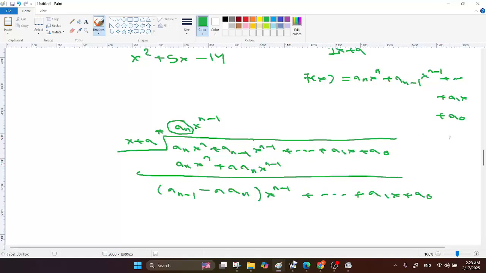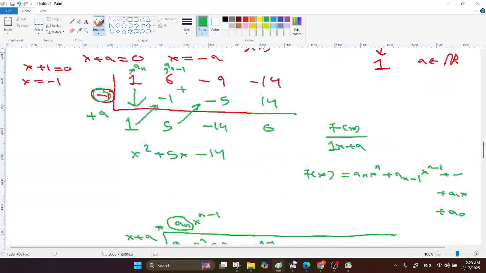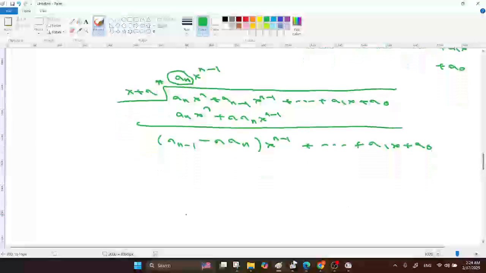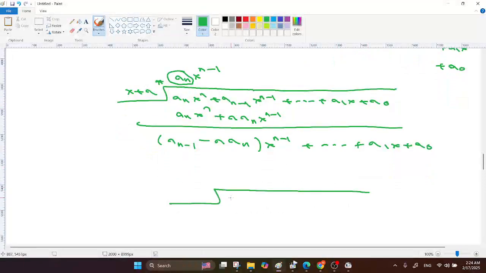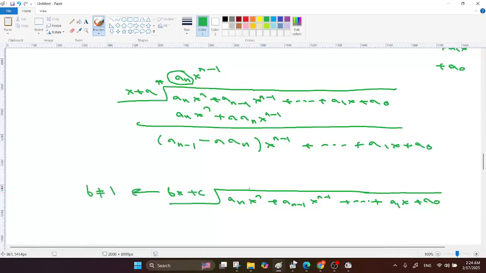Now you want to ask me about the problem if the coefficient of x is not 1. Let's see. Again, an x to n plus an minus 1 x to n minus 1 plus a1x plus a0. Now put here bx plus c, and b is not 1. Long division will work, but let's see why synthetic division will not work. If you want to work using synthetic division, you need to fix the problem.